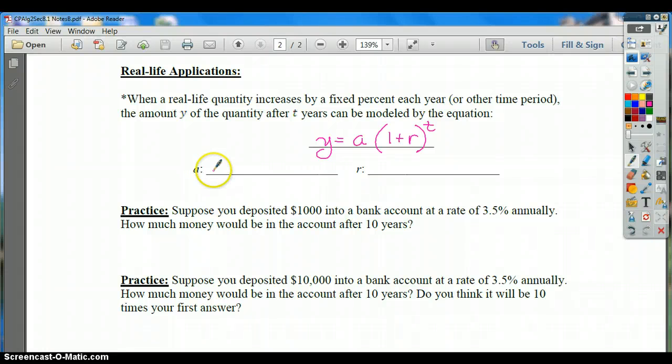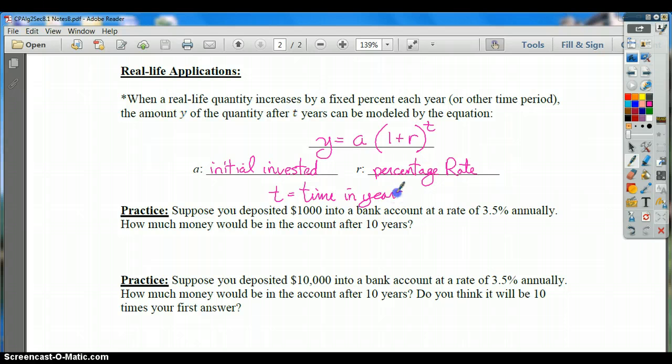equation to plug in. A is your initial amount invested. R is the rate, the percentage rate that you're getting. And then T is time in years. Okay. So we keep that in mind as we go down to the first one here where it says practice.